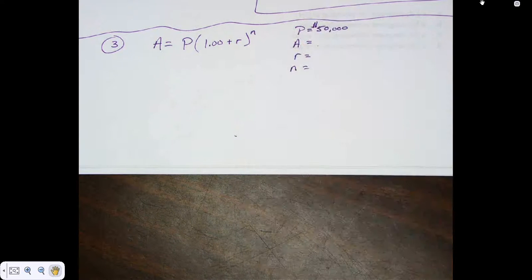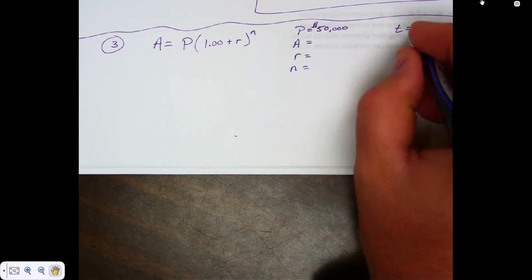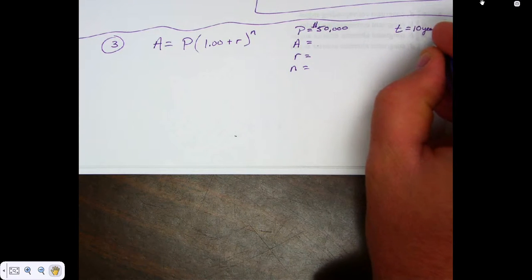Investing a lot of money, huh? $50,000 earned in 10 years. Well, that's time. That's 10 years. So that's over here to the side.